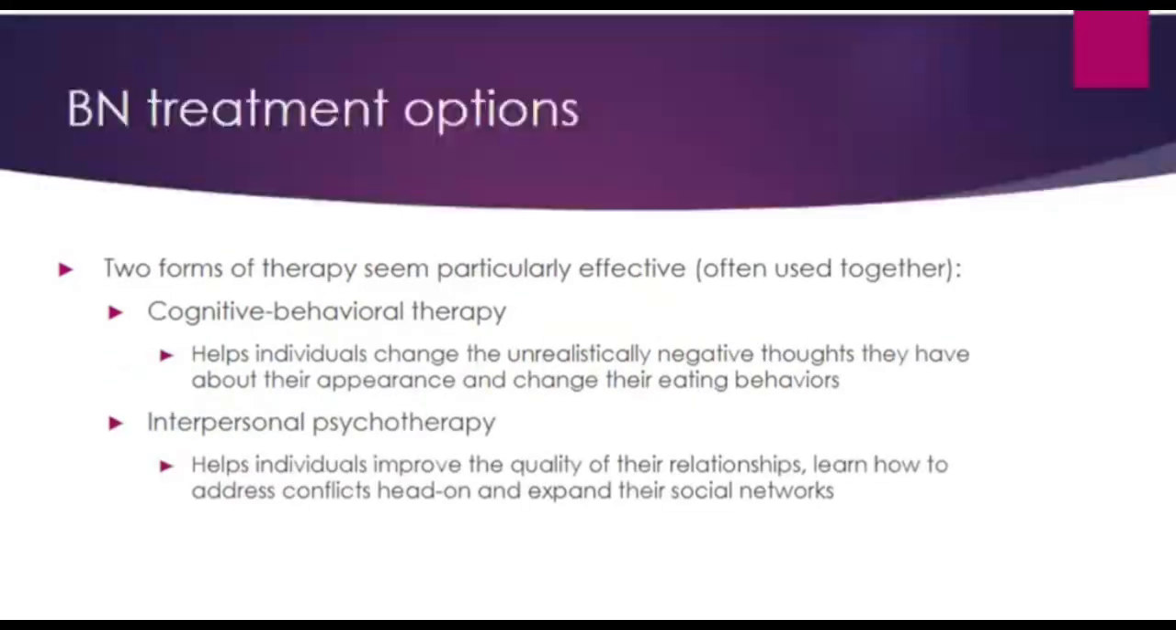So, treatment options. There are two different types of treatment, and we talked about them both with anorexia nervosa. Just like with anorexia nervosa, they're frequently used together. Cognitive behavioral therapy allows individuals to work one-on-one with a therapist and look at the negative thoughts they have about their own appearance and other things along these lines, and work on changing eating behaviors.